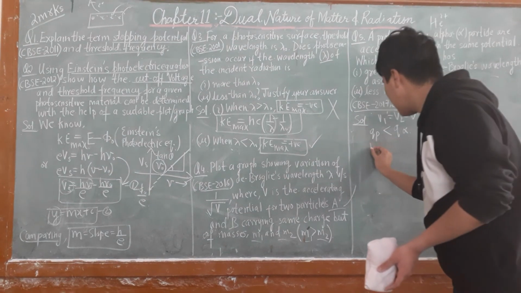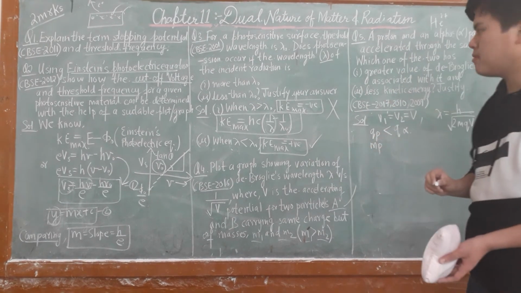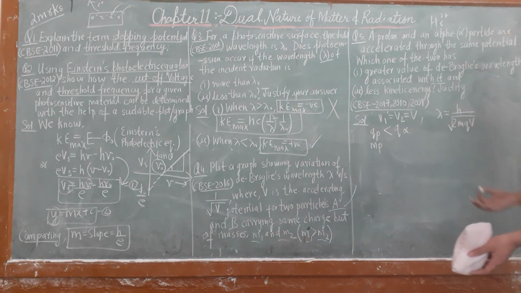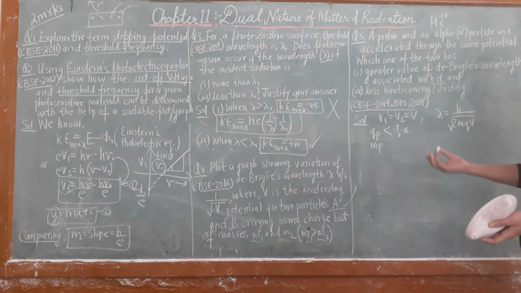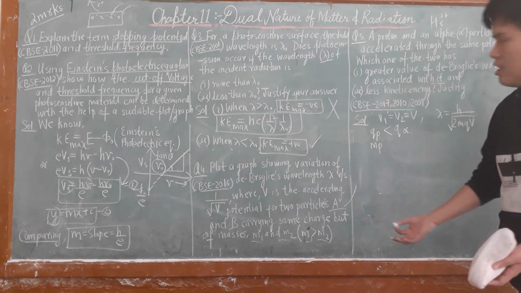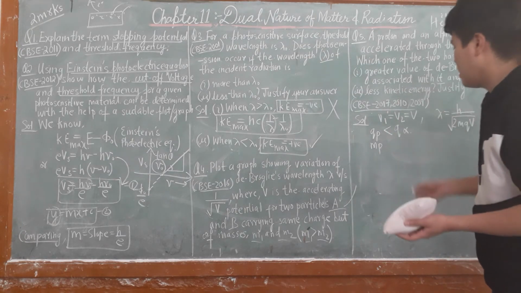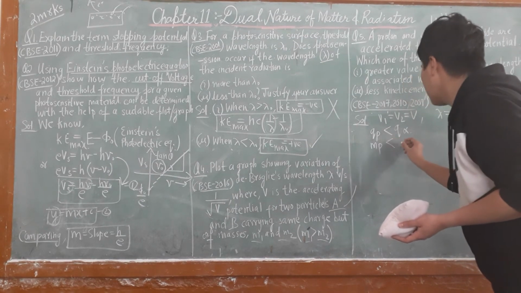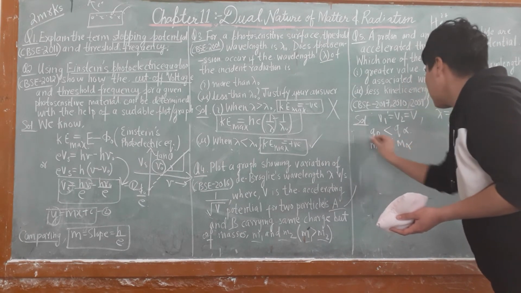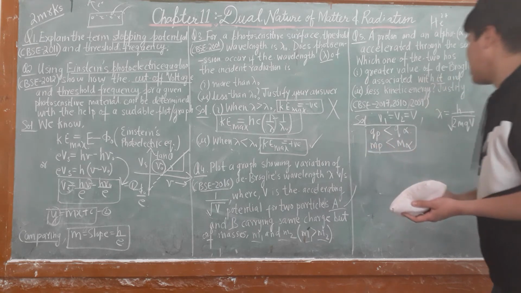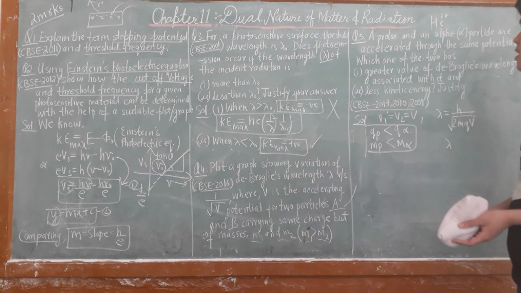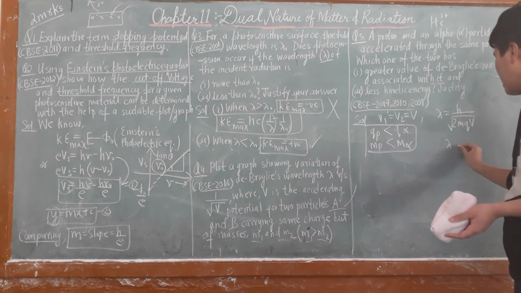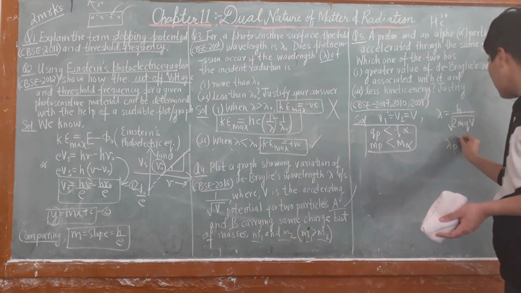Now the mass of proton is mp. The alpha particle has 2 protons and 2 neutrons, so its mass is equivalent to 4 times the mass of a proton. Therefore, lambda of proton is greater than lambda of alpha particle.